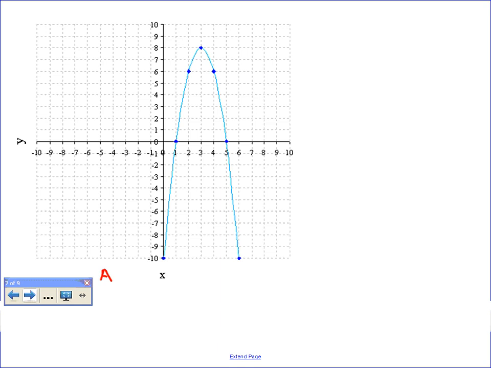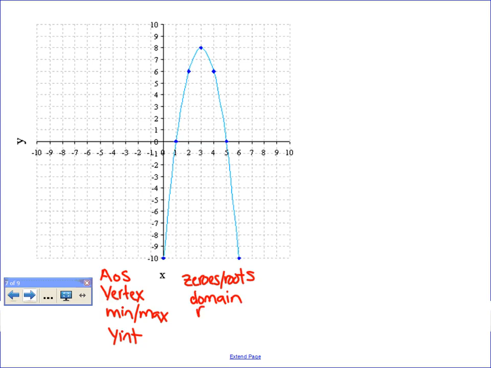So I want the axis of symmetry. I want the vertex. Tell me, is it a minimum? Does this parabola have a minimum or a maximum? If you know that. What is the y-intercept? What are the zeros or the roots? And can you tell me the domain? And can you tell me the range?